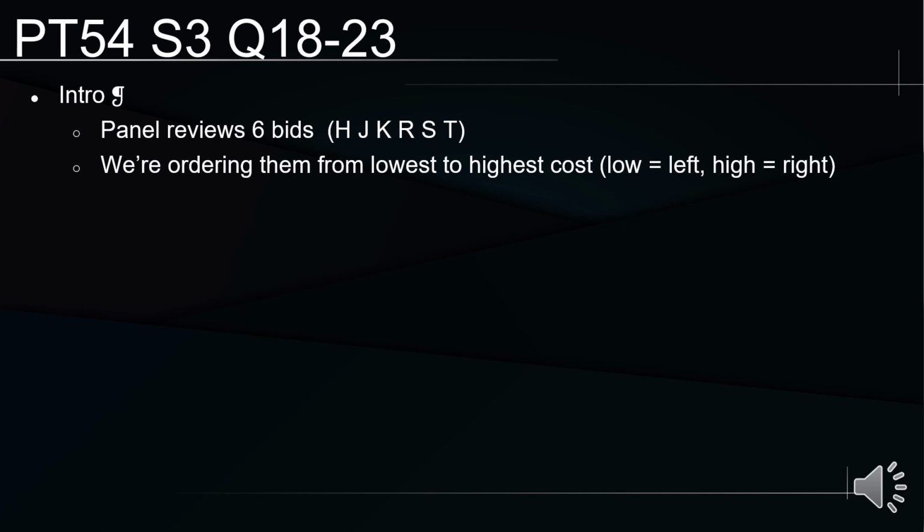Alright, so let's set up the particular game that I'm talking about from PT54. As always, we start with the intro paragraph. And here we have a situation where there's a panel reviewing 6 bids, H, J, K, R, S, and T. Those are the 6 bids that are being entered. And we appear to be ordering them from lowest cost to highest cost. And I'm just going to work from left to right, and I'm going to have the lowest cost be represented at the left, and then moving across the diagram, the highest cost will be at the extreme right.